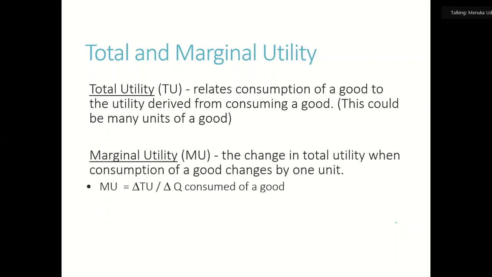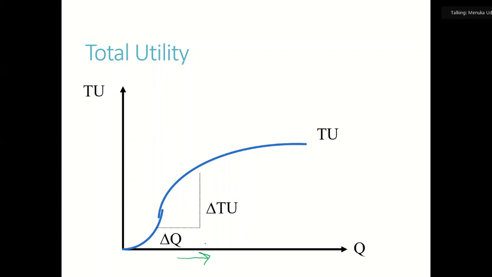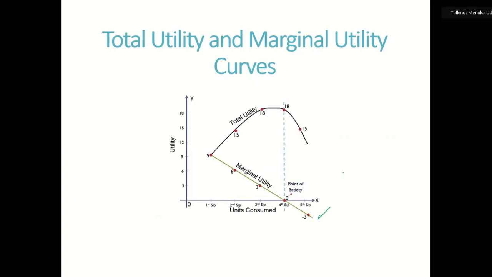So here's the definition of total utility and marginal utility. Marginal utility is the change, with delta, a triangle here, in total utility relative to the change in quantity. Change in total utility over change in quantity. Total utility increases as you consume more and more of the same commodity. Take the slope: change in total utility over change in quantity. That is the marginal utility. You can see that at the maximum of total utility, marginal utility is zero.